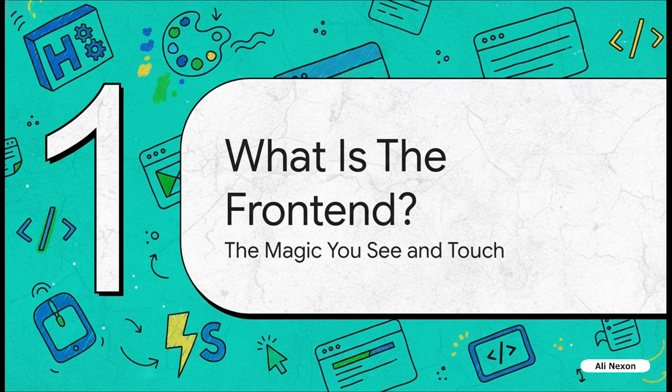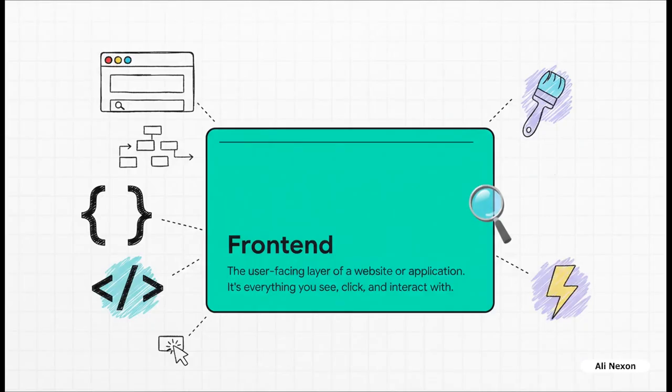All right, so let's start with the big question. What is the front end? We're talking about the part of the digital world that you can actually see and touch. It's the visual, tangible layer of pretty much everything you do online. To put it simply, the front end is what's often called the client side of an app. It's all the stuff you actually interact with. The buttons, the text, the images, the colors, all those smooth animations. If you can see it in your browser, yep, you're looking at the work of a front-end developer.